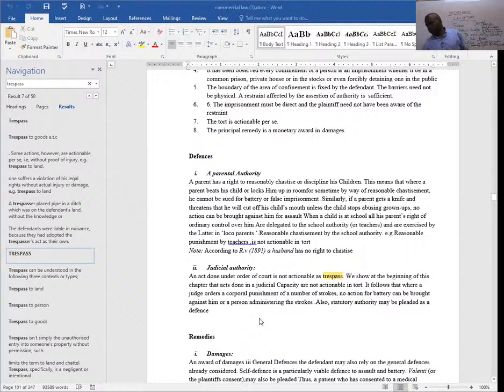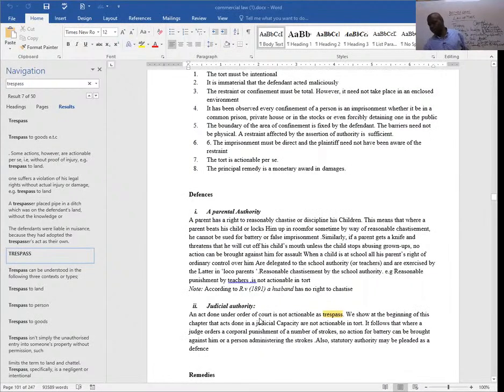So what are the defenses under false imprisonment? You can have parental authority. Parents are actually allowed to confine their children from any danger, so they cannot be accused of what we call false imprisonment.